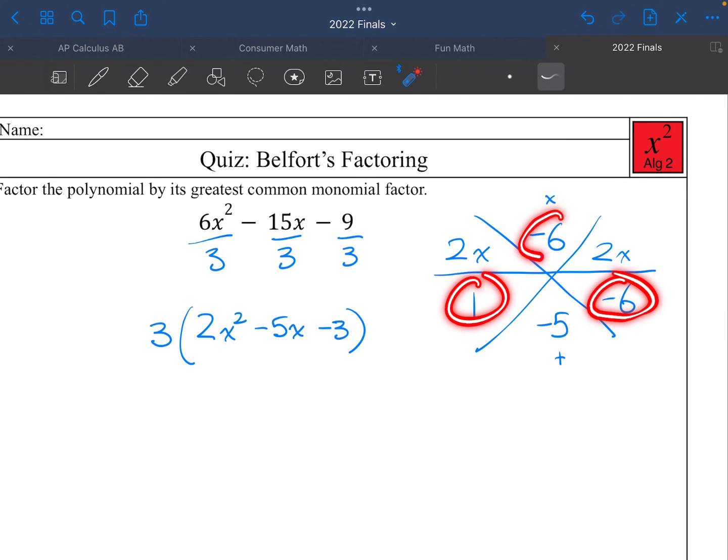1 times negative 6 does give you negative 6, and 1 plus negative 6 does give you negative 5. A lot of people will start to get confused, like 2 and 3, they don't work because one of them has to be negative, and then you can't get negative 5. Yeah, well, that's because those aren't the answers. It's 1 and negative 6.